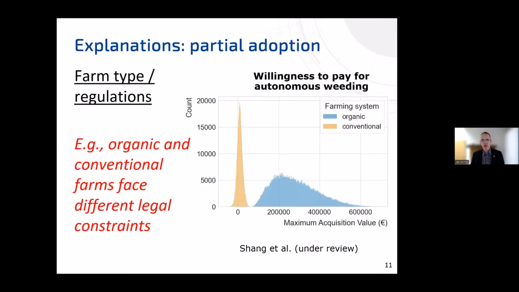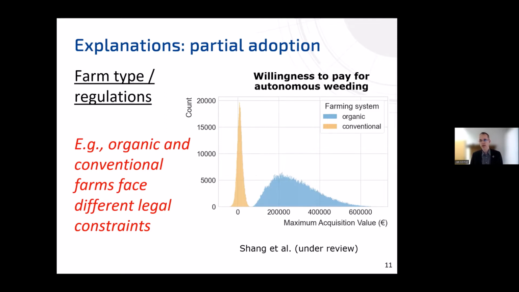This brings me to the next example. Farm type and regulations affecting farms in different ways do affect whether farmers are willing to pay more or less for new technologies. This is work currently being done in CP6.